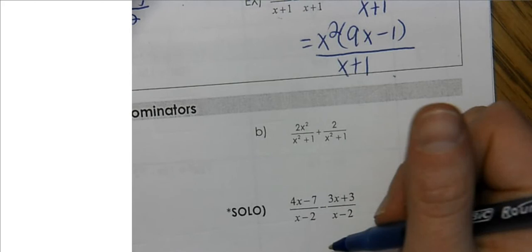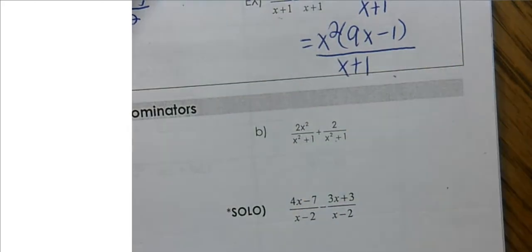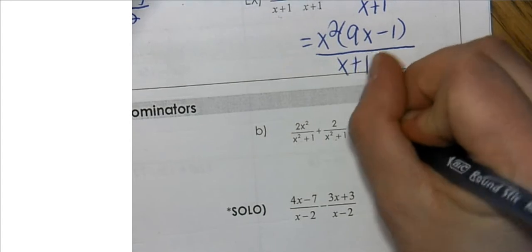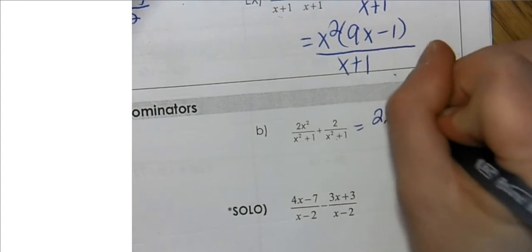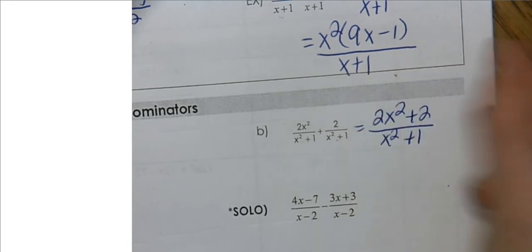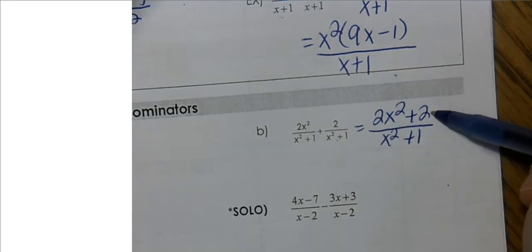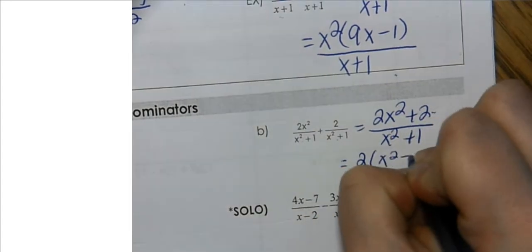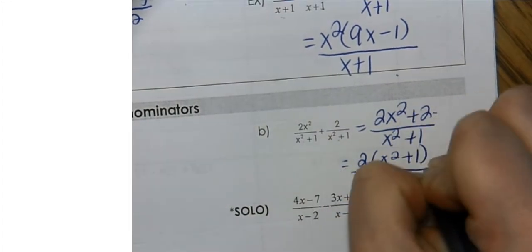Let's look at letter B. For letter B, we have a common denominator of x squared plus 1. Let's go ahead and combine our numerators. We will end up with 2x squared plus 2 all over x squared plus 1. 2x squared and 2 both have in common a 2, so I'm going to factor out a 2, leaving me with x squared plus 1 all over x squared plus 1.